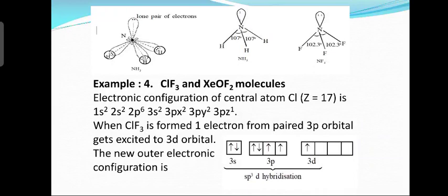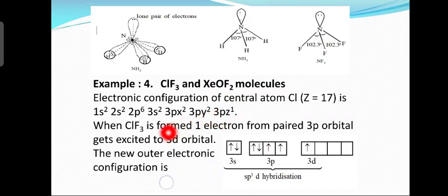The electronic configuration of the chlorine atom. You can see here, chlorine atom, atomic number 17. In the ClF3 molecule, Cl is considered as the central atom, so you need to write the electronic configuration. What is the electronic configuration of the chlorine atom? 1s2, 2s2, 2p6, 3s2, 3p2x, 3p2y, 3p1z.